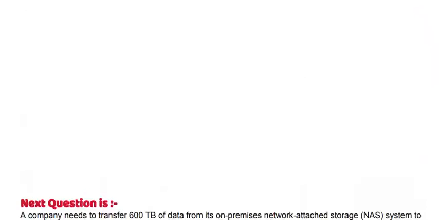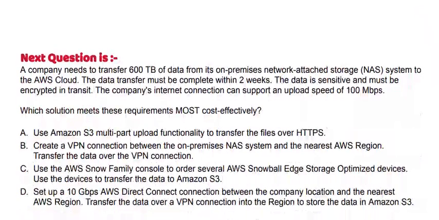Next question is, a company needs to transfer 600 TB of data from its on-premises network attached storage system to the AWS cloud. The data transfer must be complete within 2 weeks. The data is sensitive and must be encrypted in transit. The company's internet connection can support an upload speed of 100 MB per second. Which solution meets these requirements most cost effectively?